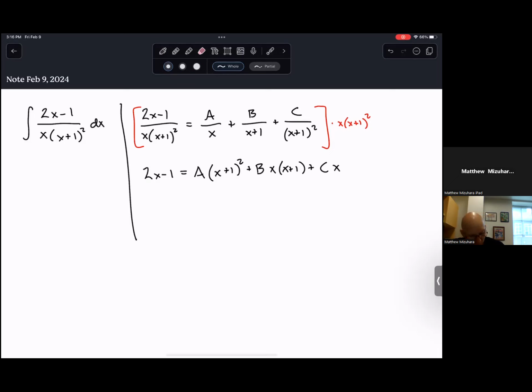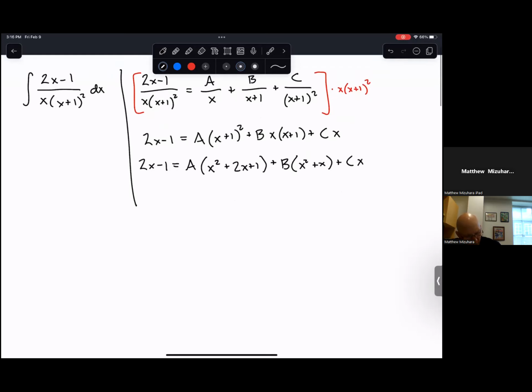So I'm going to carry down my 2x minus 1 on the left-hand side. And on the right, I'm going to start just expanding out by distributing. x plus 1 squared is x squared plus 2x plus 1, plus B times, and again, distribute the x, I'm going to get x squared plus x, plus Cx. And then continue distributing, so I'm going to get Ax squared plus 2Ax plus A, plus Bx squared plus Bx plus Cx. Whew, so now I'm here.